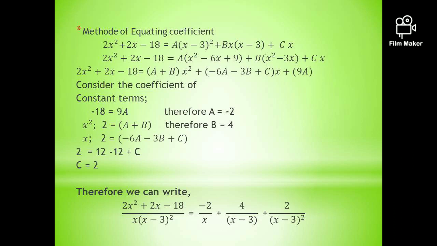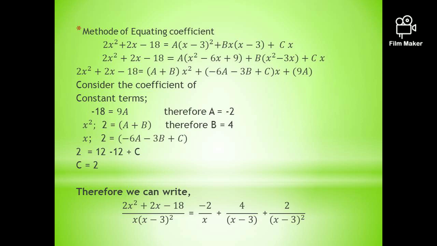So simply you can equate the constant terms. We can get minus 18 equals 9a, that is a equals minus 2. If you consider x squared terms, because I have selected x squared since that is only in terms of a and b, we know the answer for a for the moment. Therefore, you can easily obtain the answer for b as 4 by equating the coefficients of x squared. Then if you take the x terms, 2 equals minus 6a minus 3b plus c. With that, you know the answers for a and b. You can find the answer as c equals 2.